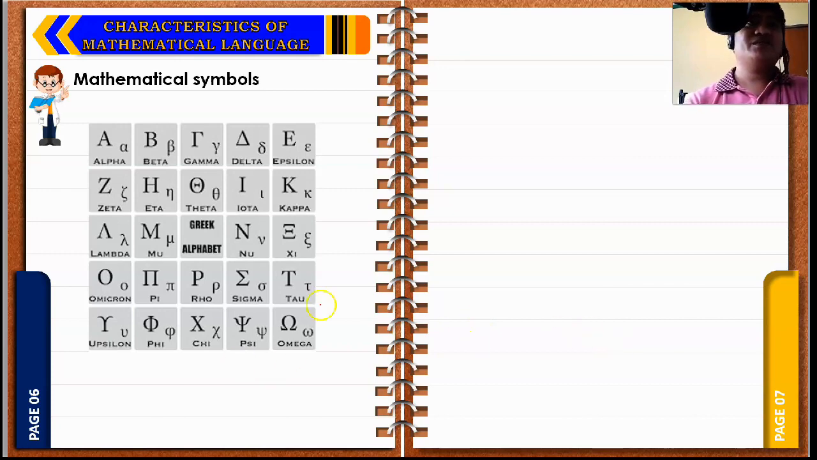So the Greek alphabet, some of those have different meanings in mathematics, like the phi in Fibonacci, that is equivalent to 1.61 and so on. We have the pi, which is equivalent to 3.14, and so on. So all of those have their own meaning in our mathematical language.